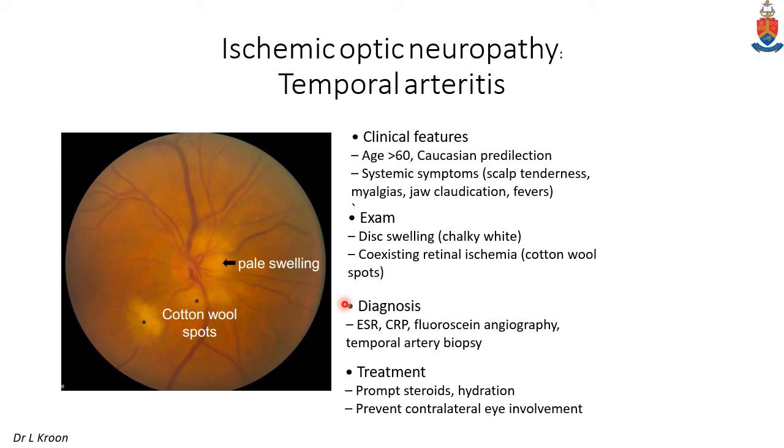The diagnosis is made by a high sedimentation rate or ESR combined with a high CRP. Fluorescein angiography can now show deficits of the choroidal circulation, and a temporal artery biopsy should be performed within the first week to demonstrate inflammation of the blood vessels. Patients should receive prompt steroids. We prefer IV steroids as we believe that steroids prevent involvement of the other eye, and this is an emergency, so steroids should be given right away.